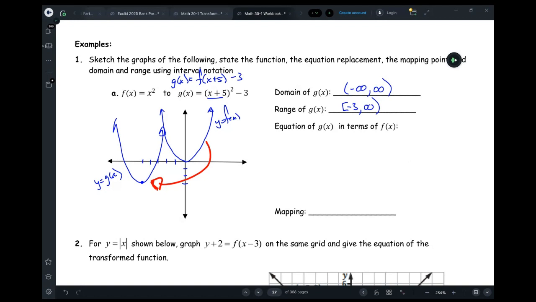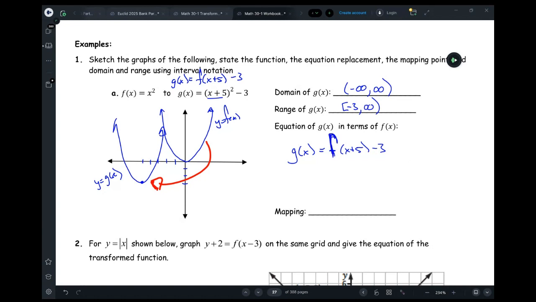The equation of g of x in terms of f of x, well, I already wrote that up high there. So g of x was going to equal f of x plus 5 minus 3. Now, sometimes the mistake that gets made here is people wonder, well, what about the square? Where's the square in there? The square is represented by the function.